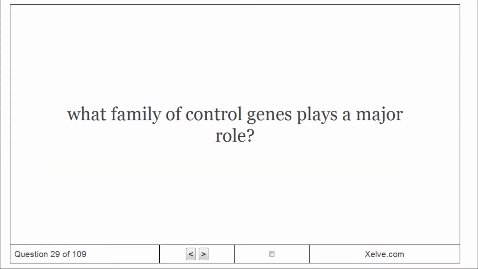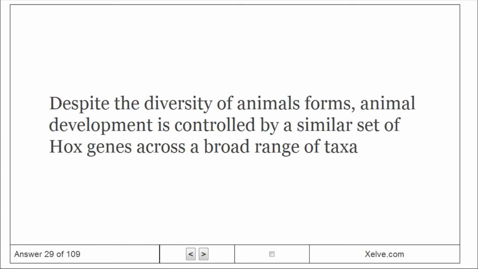What family of control genes plays a major role? Despite the diversity of animals' forms, animal development is controlled by a similar set of Hox genes across a broad range of taxa.